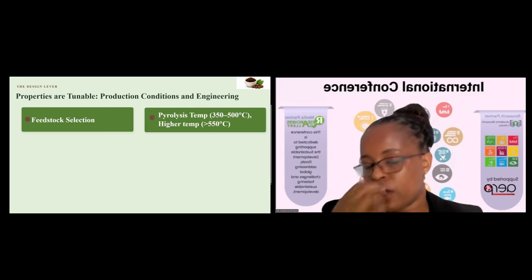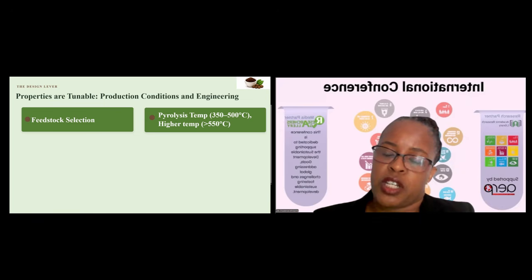Pyrolysis temperature, you can also manage this. Low-temperature biochars have higher cation exchange capacity.